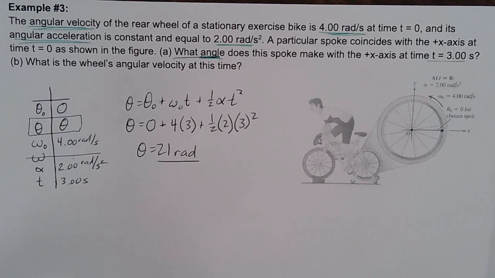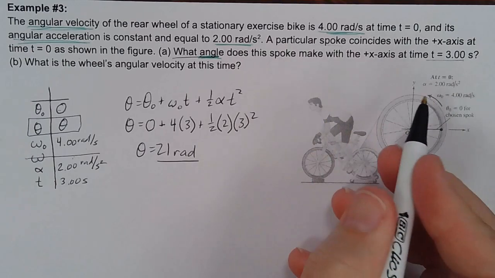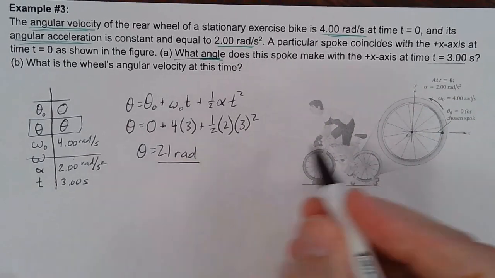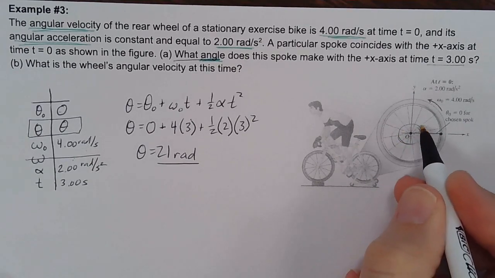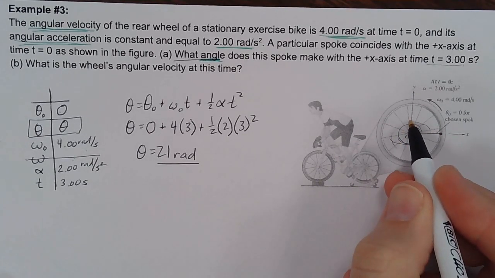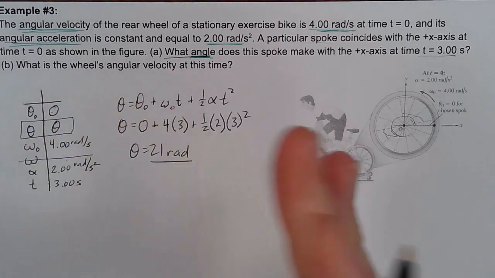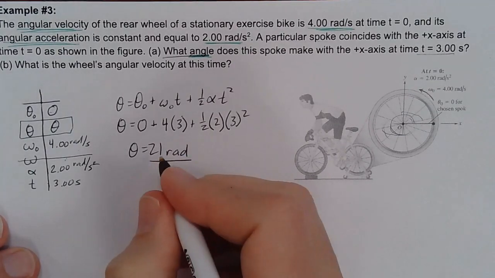Now, the question, of course, is what angle does this spoke make with the x-axis? Well, technically you could say 21 radians, because 21 radians would just go around the circle several times before we finally passed it and got to an angle. Now, if you want the angle between 0 and 2 pi, then the way to do that is to find out how many circles there are.